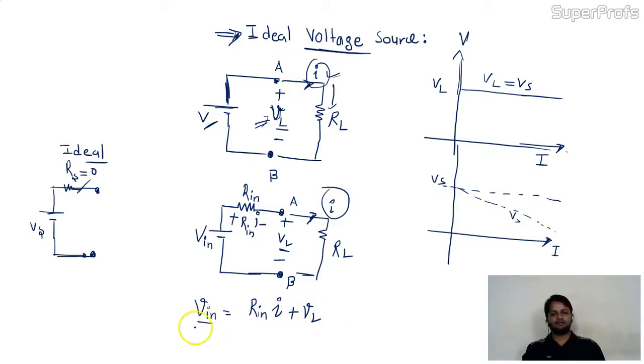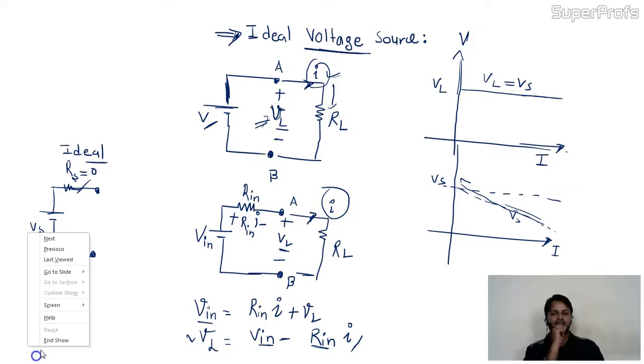Now what is the value of VL actually? VL is nothing but Vin minus Rin I. Okay. Rin is fixed, this is the internal resistance. Vin is fixed, Rin is fixed. Now if the current is going to increase, the voltage will automatically drop. See, the voltage will drop. This is the ideal and practical voltage source. Is it clear to you people?